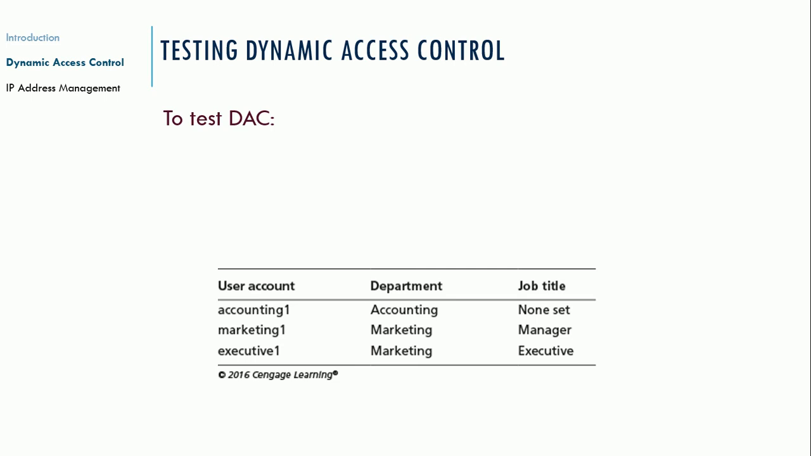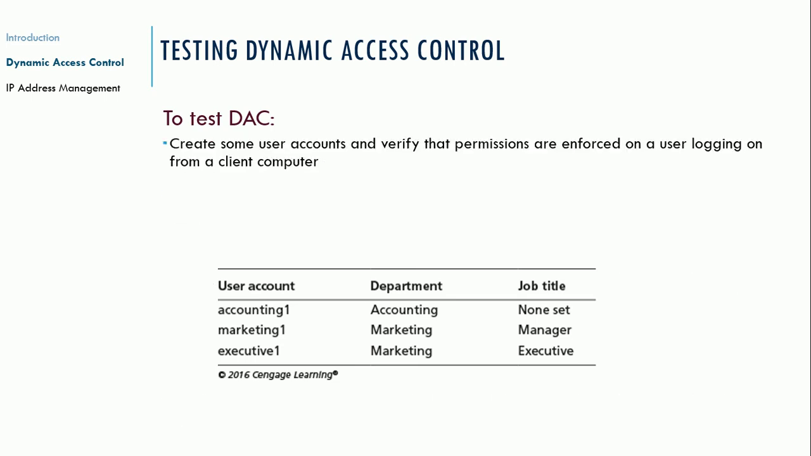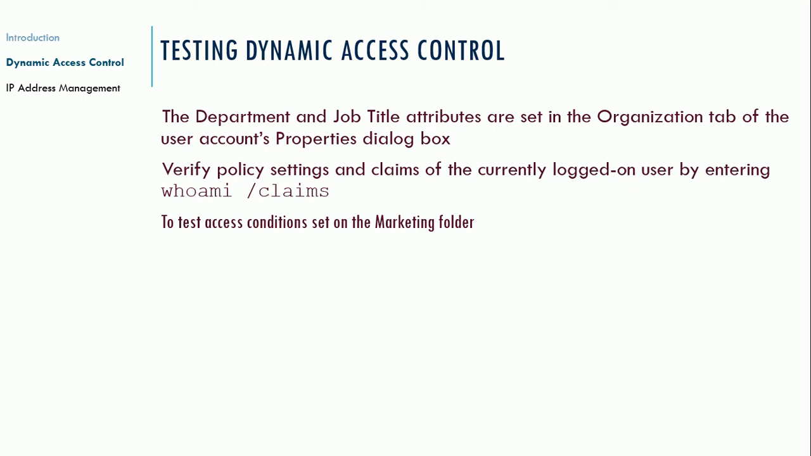So if you're going to test DAC, you're going to create some kind of user account to verify the permissions are enforced on the user logging in from a client computer. Then you're going to create an OU named test DAC and add users to it. For example, on the department tab, for the department and job title attributes, you're going to set the value that you're trying to test with. So in this case, you would call it marketing.